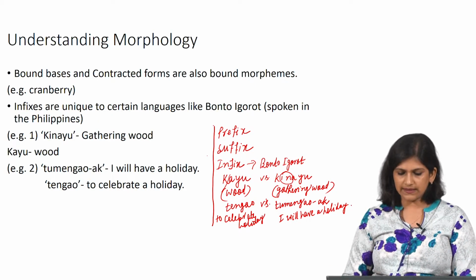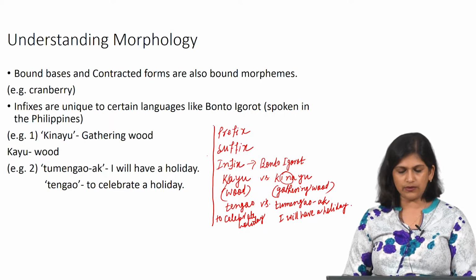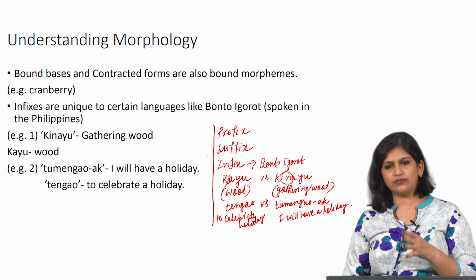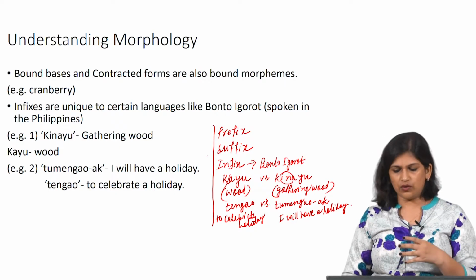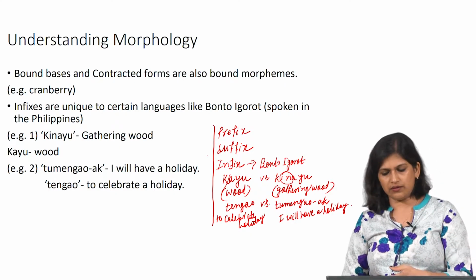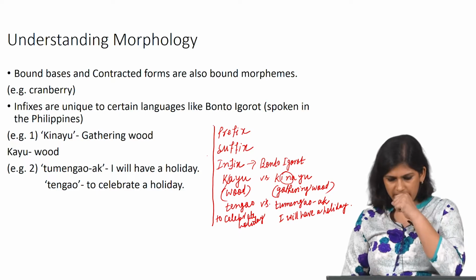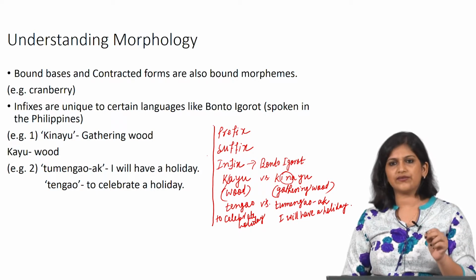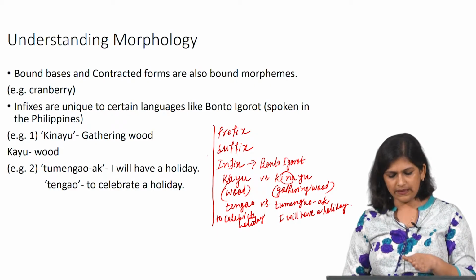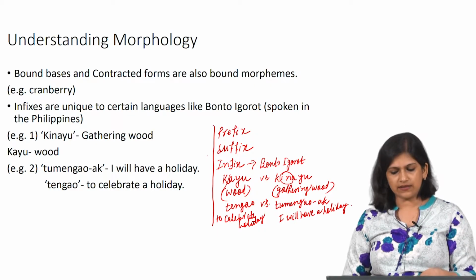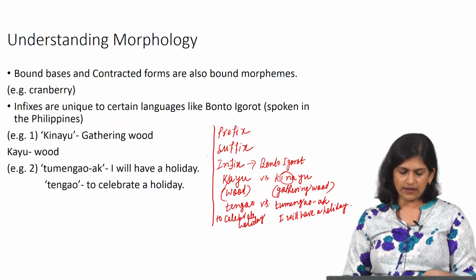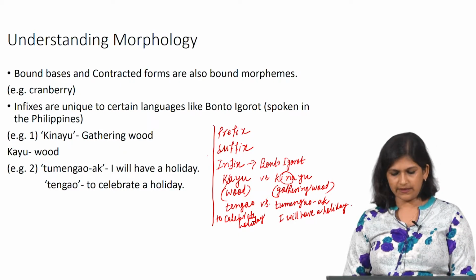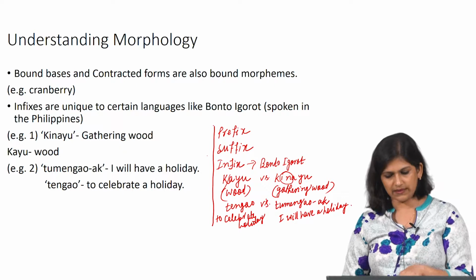So, now with this information, Kayu versus Kinayu, Kayu means simply wood and Kinayu means to gather wood. So, when wood became gathering wood, you see that an extra morpheme has been inserted into it. That is the reason why we got a new word. So, this is not really a prefix, it is also not a suffix, rather it is an infix. So, wood becomes gathering wood.